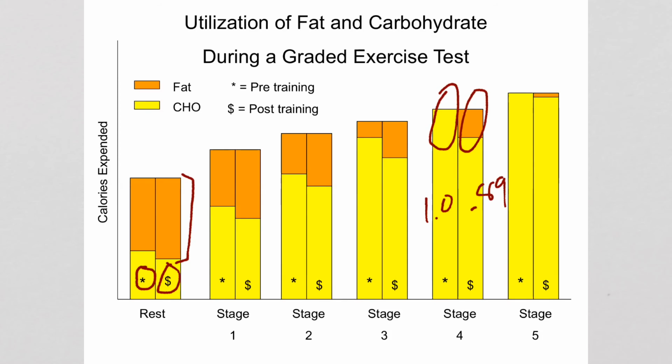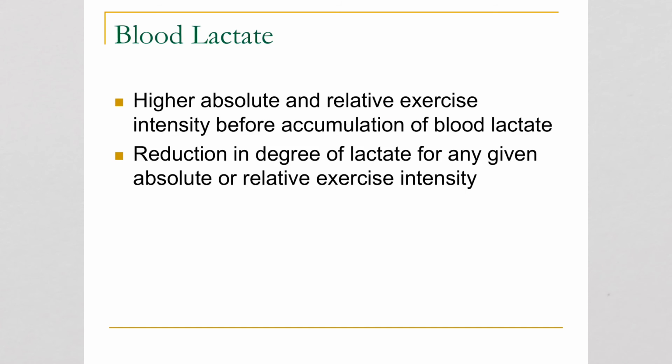Here, this might be their max. They're probably greater than the 1.0, but here they might be at 0.98. So they can use carbohydrate longer. They can use their fats longer before they have to switch over to carbohydrate, allowing them to get to a higher VO2 max. Blood lactate.